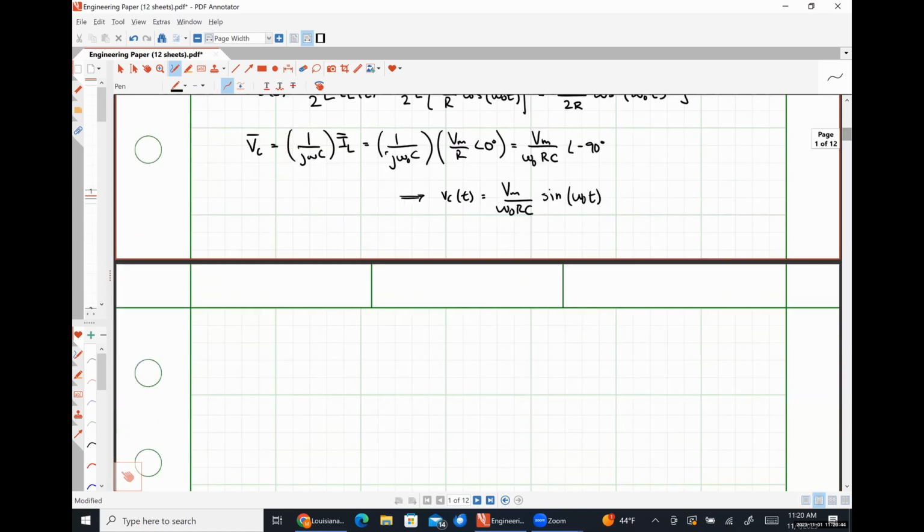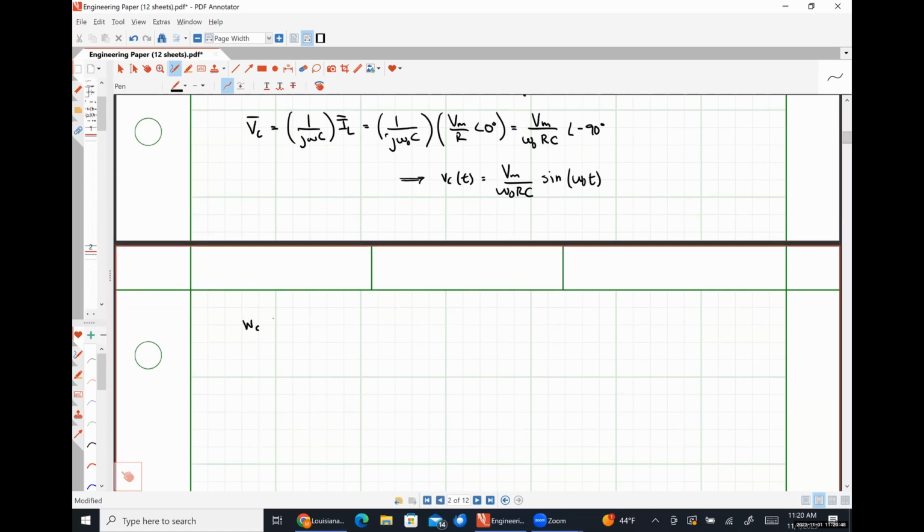And from here, the energy stored by our capacitor, WC of t, is 1/2 C VC squared, or 1/2 C times Vm over omega naught RC sine omega naught t, quantity squared, or Vm squared divided by twice omega naught squared R squared C times sine squared of omega naught t.